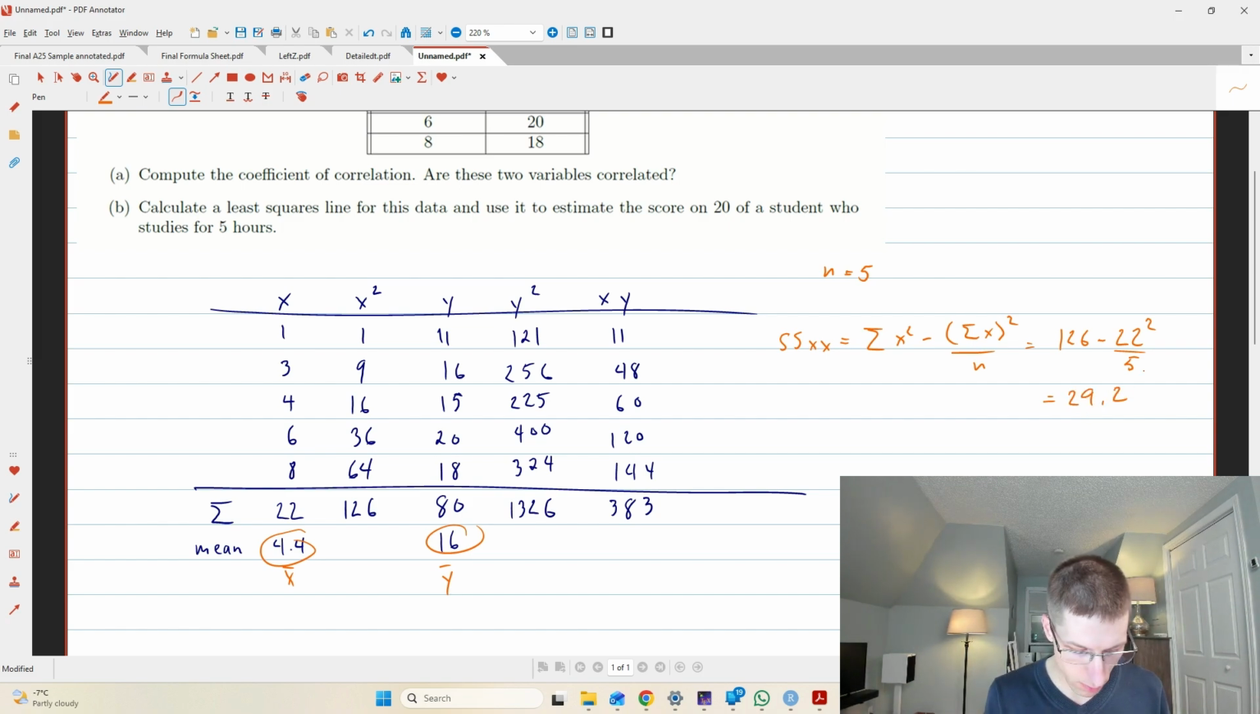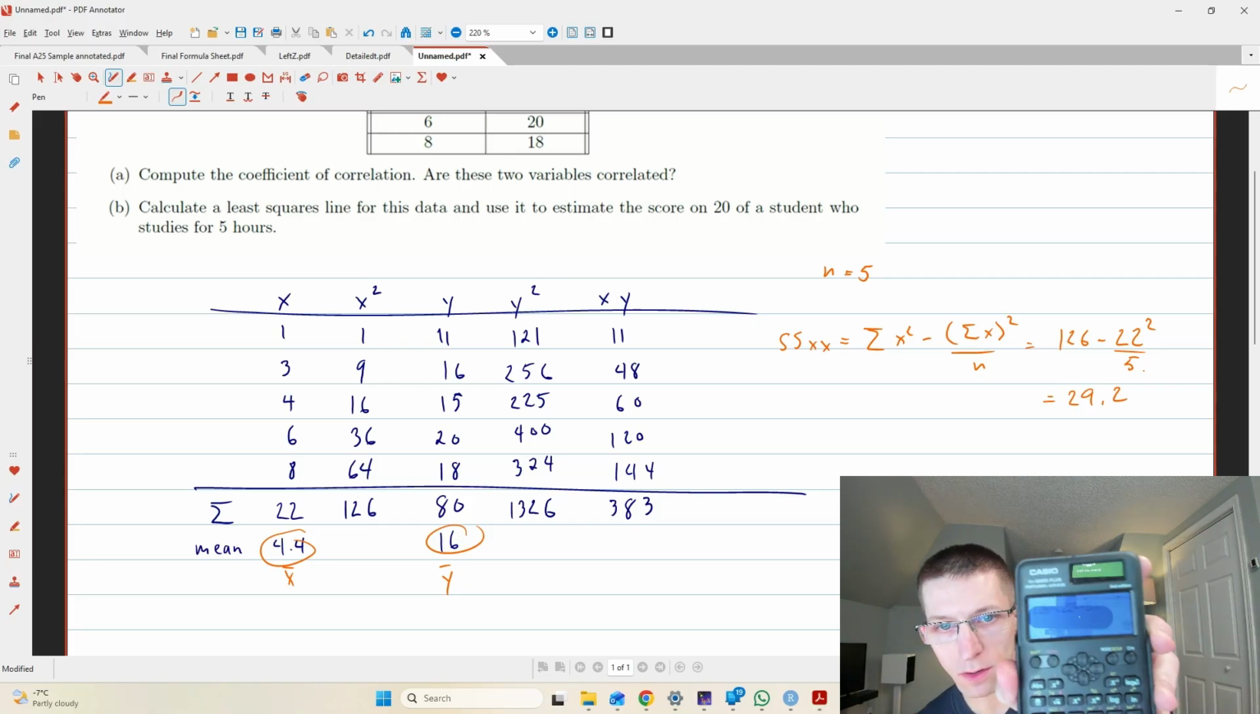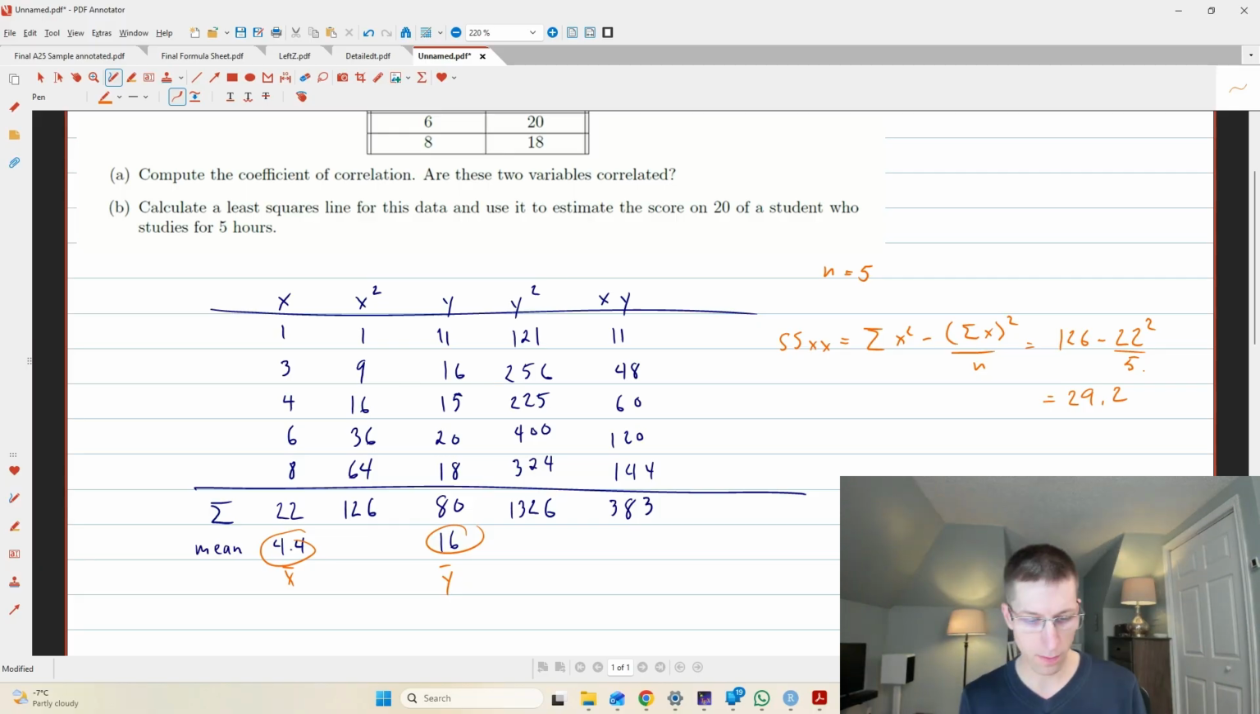Do it, 126 minus 22. So you got to be careful about your order of operations here too. 22 squared over 5. So you got to use enough parentheses in your calculation. So yeah, 29.2.